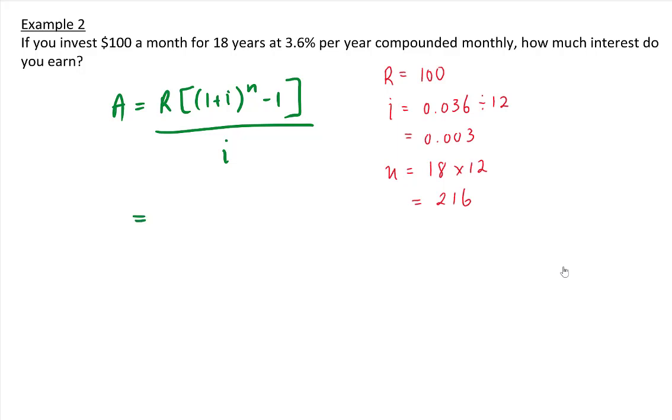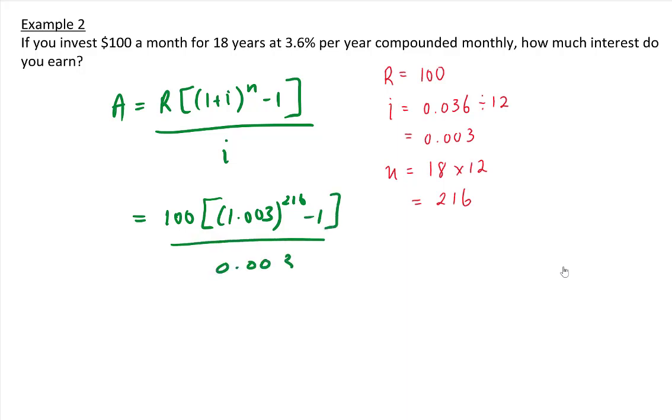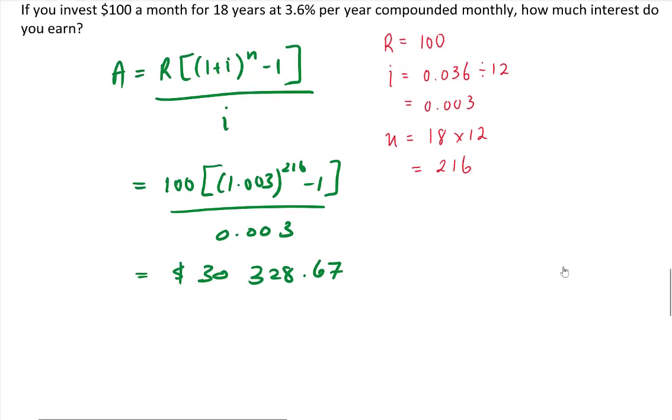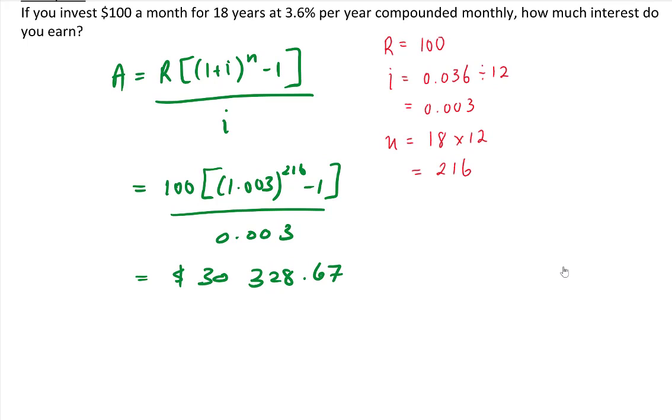So now let's sub these values in. So we have 100, 1.003 to the exponent of 216 months, minus 1, all over 0.003. So in the end, we end up with $30,328.67. But we want to know how much interest we earned. So this is the total in the bank.